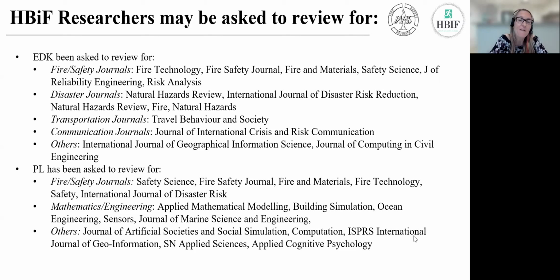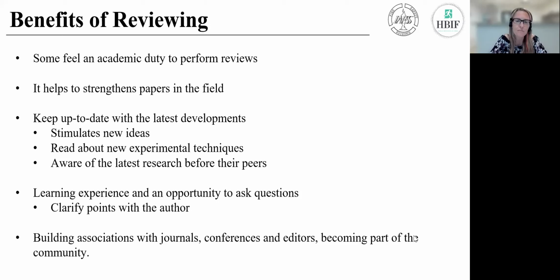And so it's very important that we think about what goes into a good peer review as we're reviewing for all of these different types of journals. Even though at times it may be a difficult or potentially contentious process, like I said, it doesn't have to be. And there are many benefits of reviewing articles for journals. First, and I talked about this a little bit when I started, we can feel that it's an academic duty to perform these reviews. I submit papers to journals and I'm asking my peers to review them, so I should do the same in response. But it also helps to strengthen papers in the field.